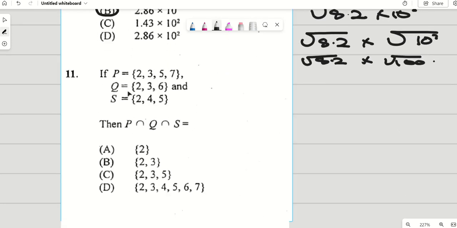Then this one, 11, they ask you, what does P intersect Q intersect S have in common? So that just means, what do P, Q, and S have in common? They have A in common.